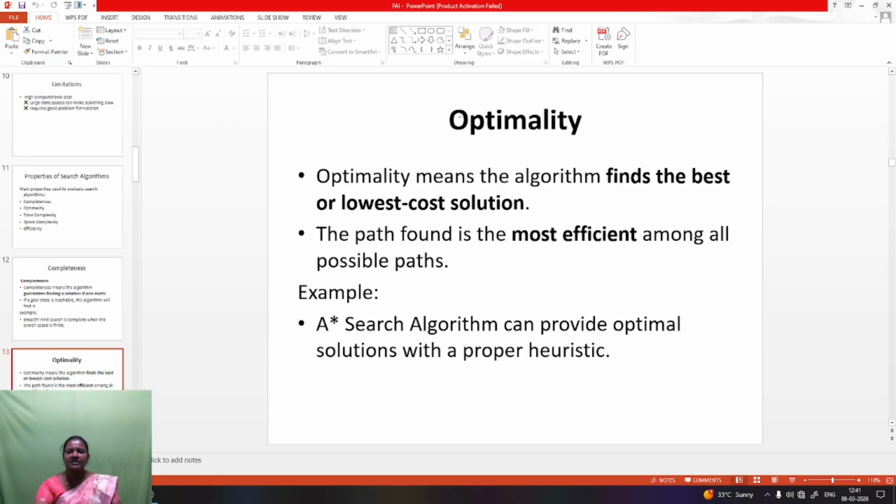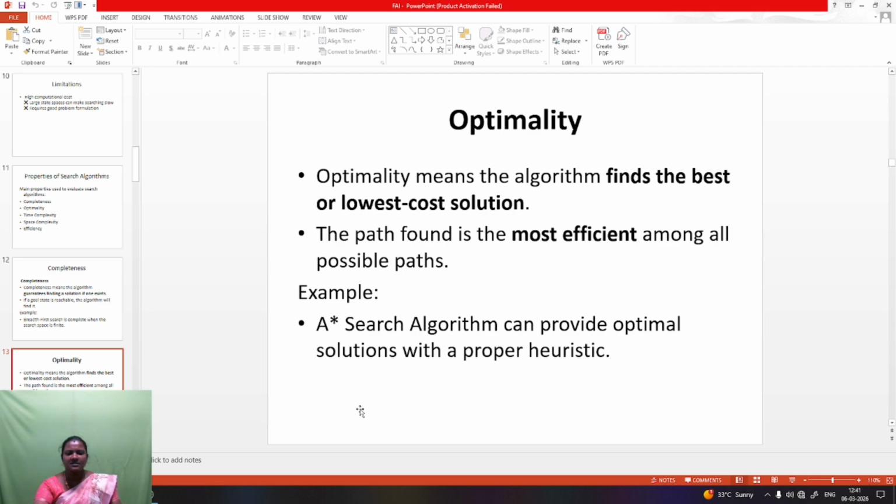The next property is optimality. Optimality, or optimum solution, means the algorithm finds the best or lowest cost solution. It finds the best path as well as the lowest cost solution. The path found is the most efficient among all possible paths. This is the least time taking path, and it occupies less memory also.